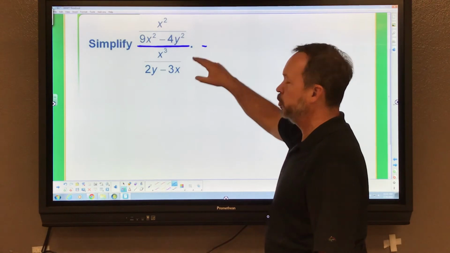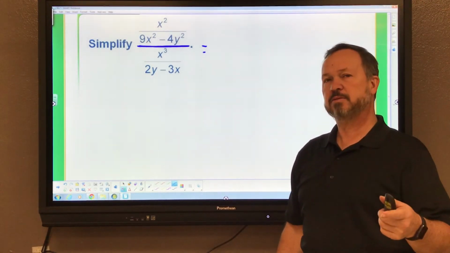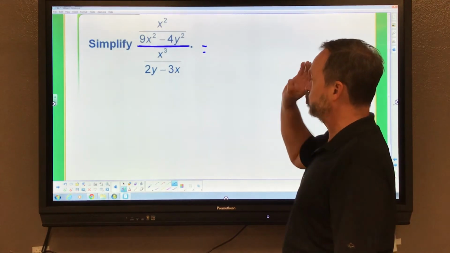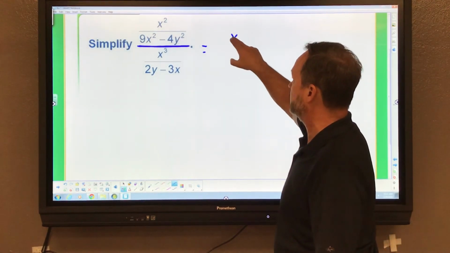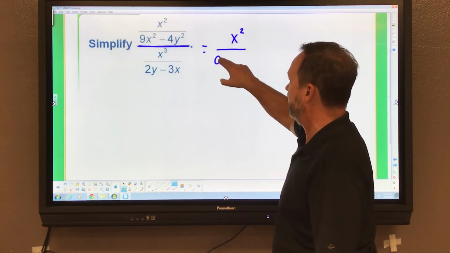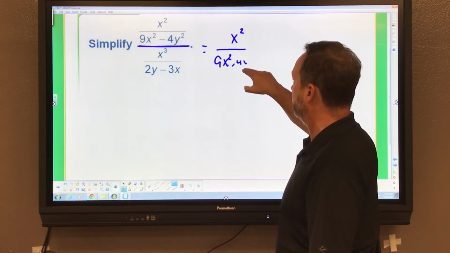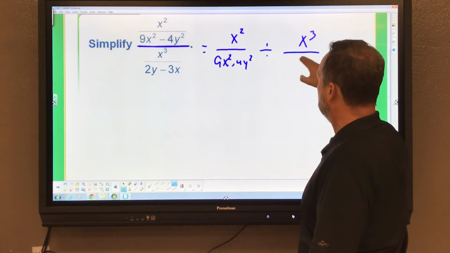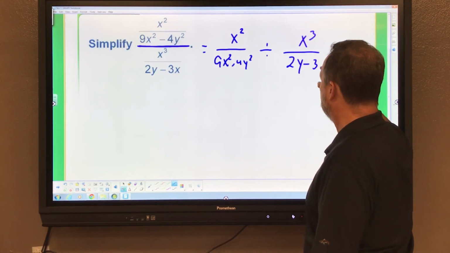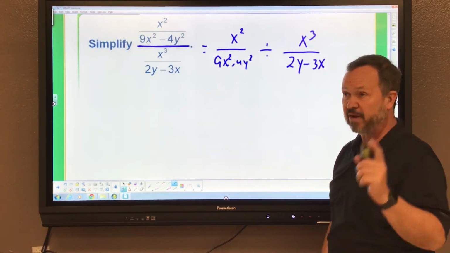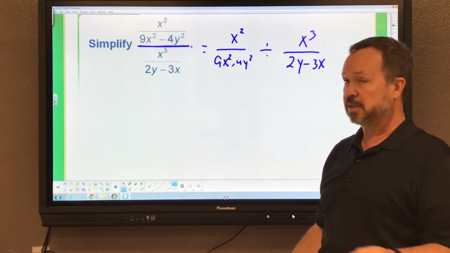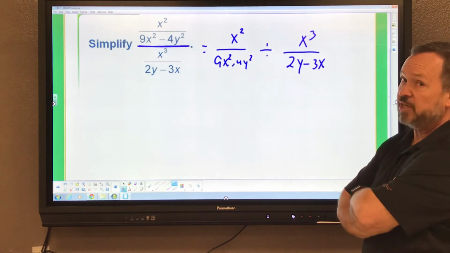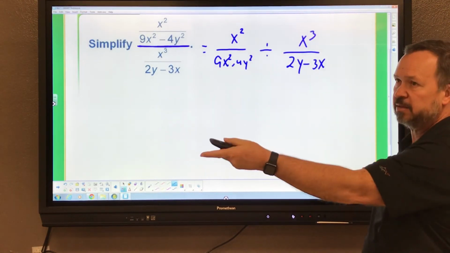First of all, do you agree that fractions are division? That's what they are. Fractions are division. So what this really means right here is x squared over 9x squared minus 4y divided by x cubed over 2y minus 3x. Now that awareness that fractions are just division is the key to that. Now it's just the division of fractions, which we just did.